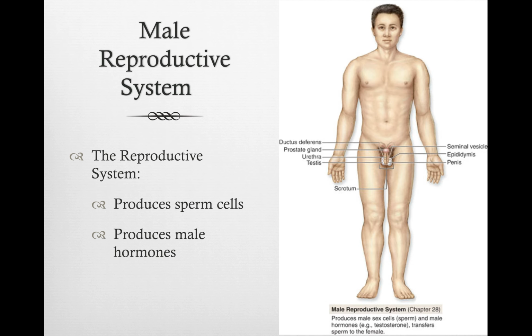The reproductive systems, we're going to focus on the male first, but the reproductive systems are largely the same. They're to produce gametes, we call sex cells. In the male, it's meant to produce sperm cells. And it's also meant to produce hormones that are specific to that reproductive system. So again, in the male, we're talking about testosterone here.